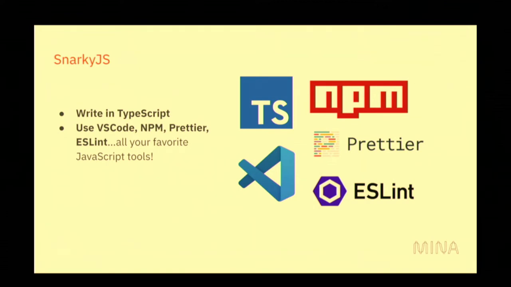So yeah, you can use VS Code, NPM, Prettier, ESLint, whatever. The VS Code support is great. The IntelliSense makes it pretty easy to figure out SnarkyJS. Even if you don't ever look at the docs, you can just look at the IntelliSense and get started. The idea is that we have minimal developer tooling. We didn't want to reinvent the wheel. We wanted to let people use the things that they're familiar with and the things that are mature.